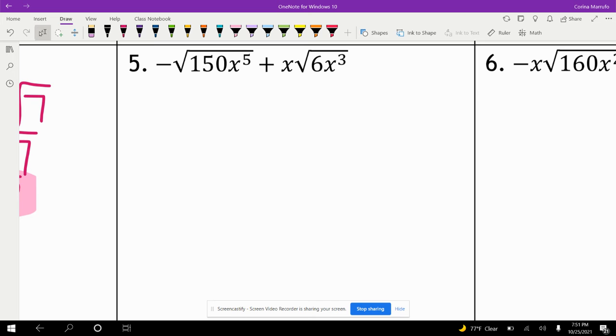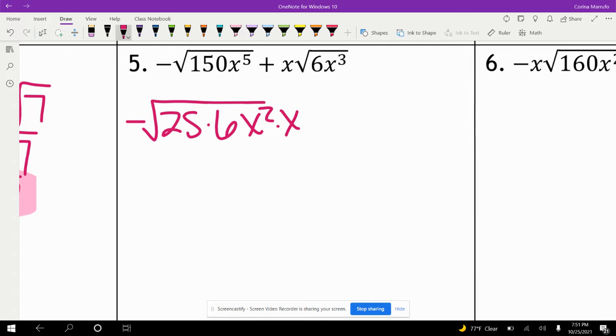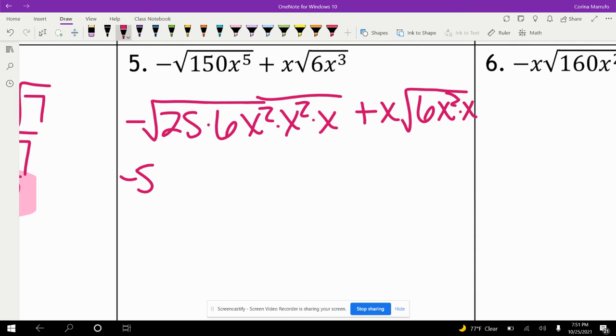This next one, we're going to break them down again. So we have negative square root 150, which would be 25 times 6, and then x to the 5th is x squared times x squared times x. This is plus x. The 6 we can't break down, but the x cubed we have x squared and x. So we can take the square root of 25 and get a whole number. That gives me negative 5. The 6 is going to stay trapped in here. I take the square root of an x squared, I take the square root of an x squared, and then this x is going to stay trapped.